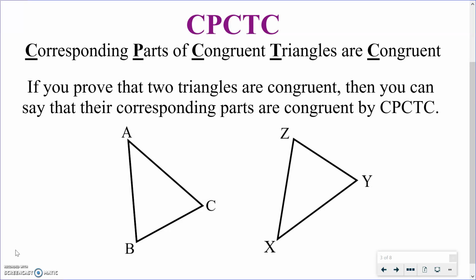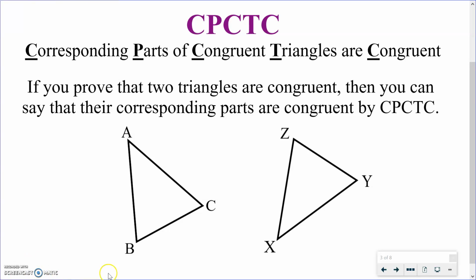Going back to 2 days ago when we talked about listing the corresponding parts and that they were all congruent, a triangle has 3 sides and 3 angles, and if the triangles are congruent, then all 3 sides and all 3 angles are congruent. What we're going to do is talk about how you can use that to say that parts of triangles are congruent after proving congruence using other pieces and parts of those same triangles.